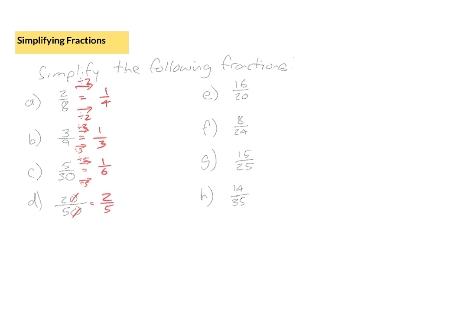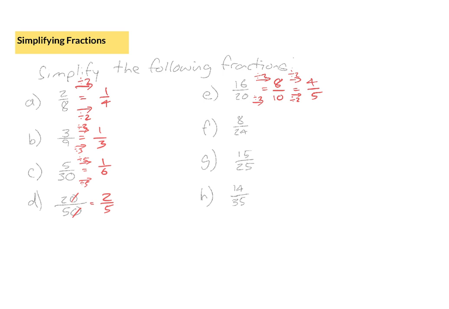On to the next one, on to E. We have 16 over 20. Well, I know that 2 goes into both. So I can divide by 2 because they're both even. So I have 8. And divide the bottom here by 2, and I get 10. And these are both even again, so I can go again. I can divide by 2 again, and divide by 2 again. And what do I get this time? Then I get 4 over 5.